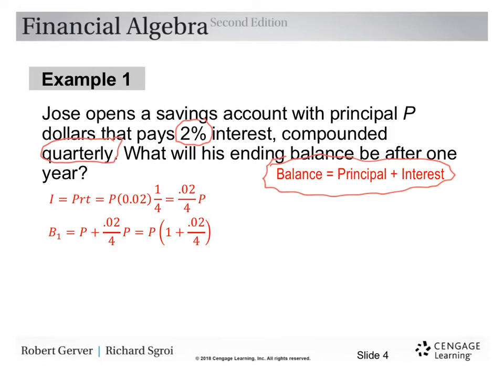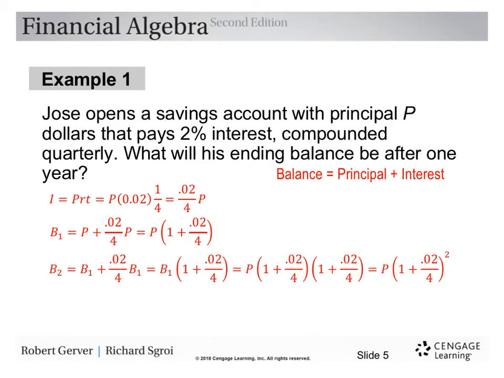So let's start off with the basic simple interest formula, I equals PRT. And if we solve that, we come out with 0.02 over 4 times P. So his balance after the first quarter is simply going to be his principal plus the interest. We calculated the interest to be 0.02 over 4 times P. So his balance after 1 quarter is going to be P times 1 plus 0.02 over 4.